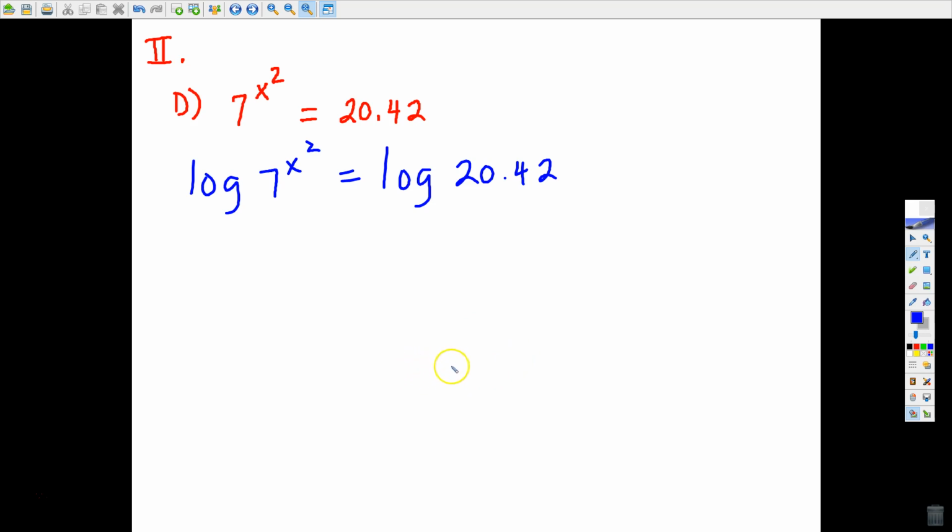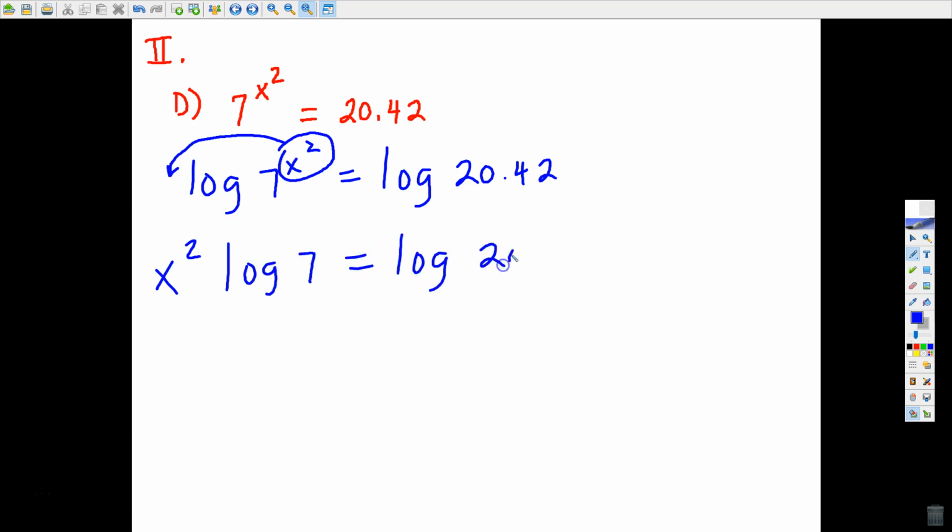Power property? Yes. So what would that look like? Well, this exponent, the power property says take this exponent and bring it down and make it a factor. X squared log 7. Okay, and I've got multiplication right here. So if you want to, you can do parentheses to show the multiplication.